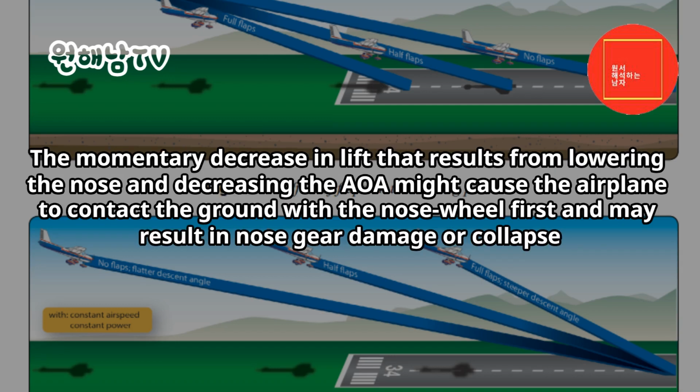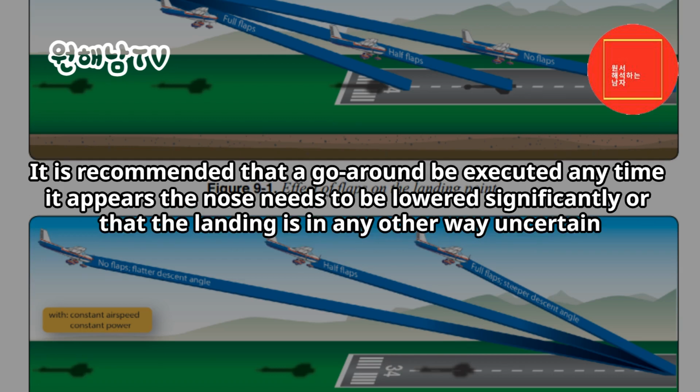The momentary decrease in lift that results from lowering the nose and decreasing the AOA might cause the airplane to contact the ground with the nose wheel first, and may result in nose gear damage or collapse. It is recommended that a go-around be executed any time it appears the nose needs to be lowered significantly or that the landing is in any other way uncertain.